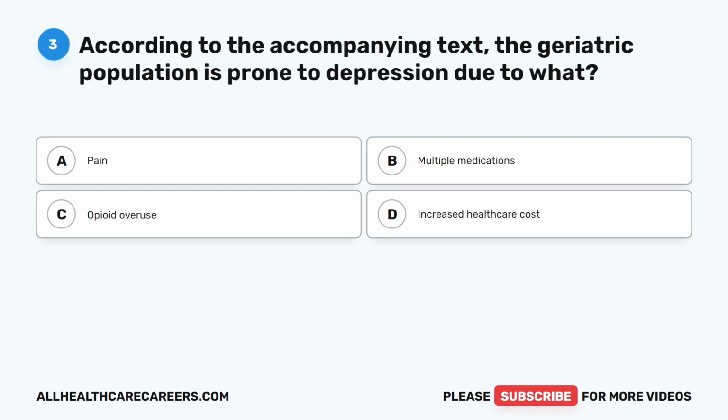Question 3. According to the accompanying text, the geriatric population is prone to depression due to what? A. Pain.